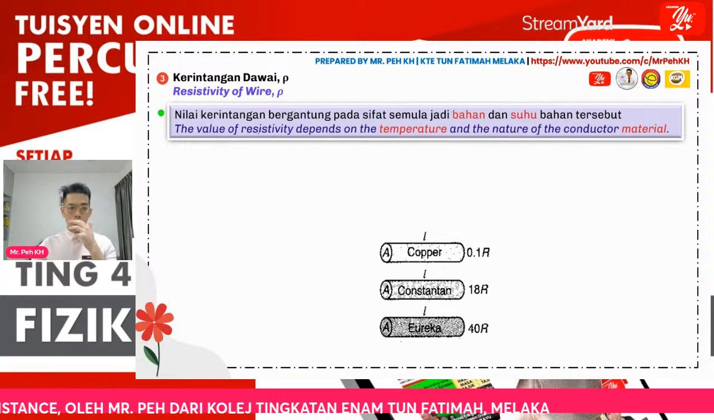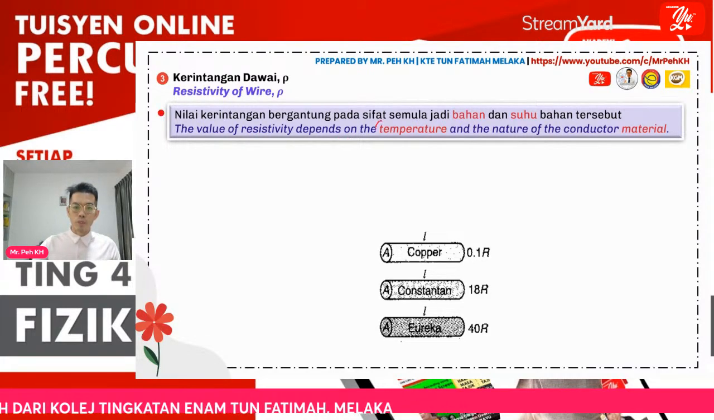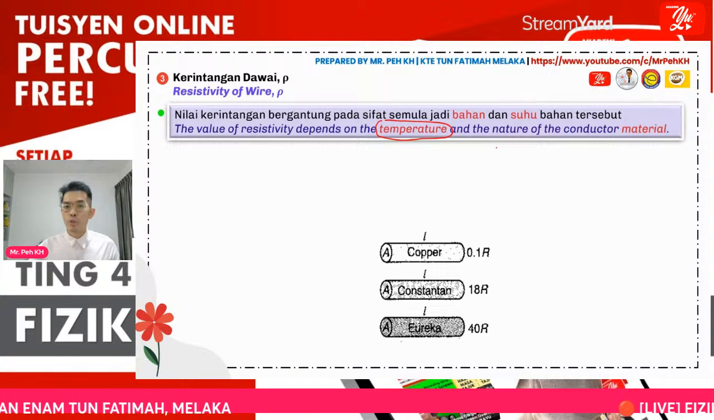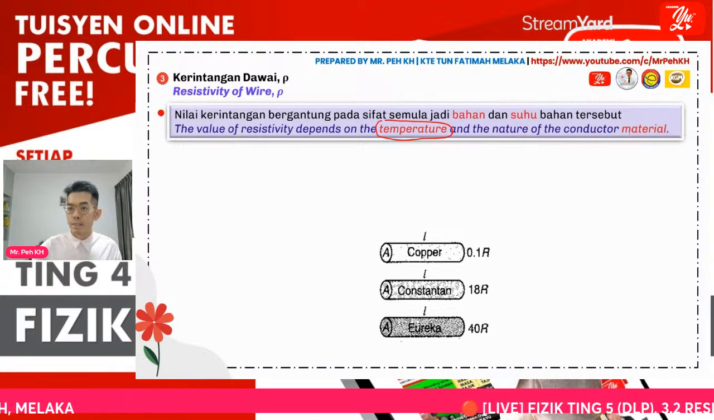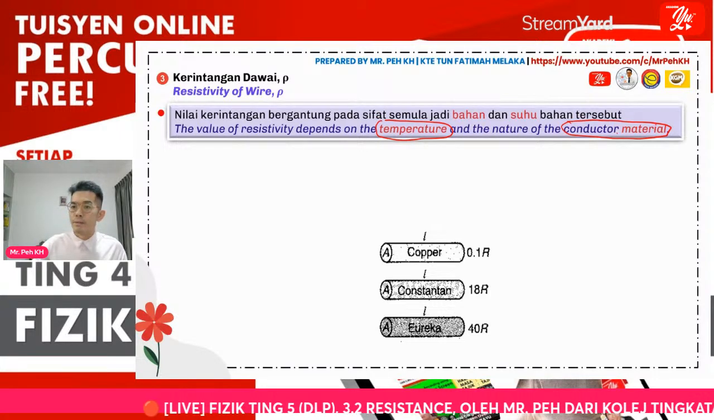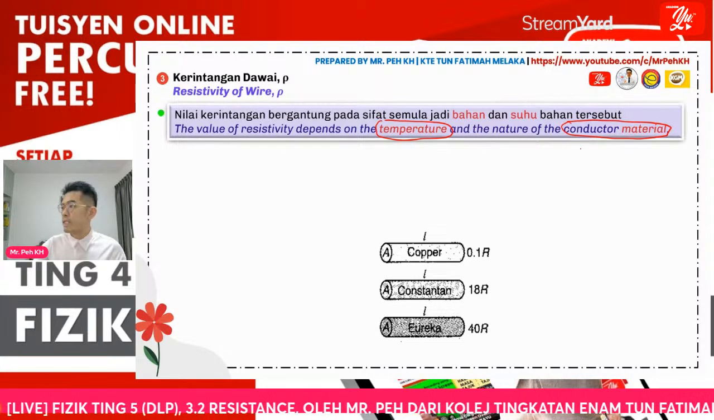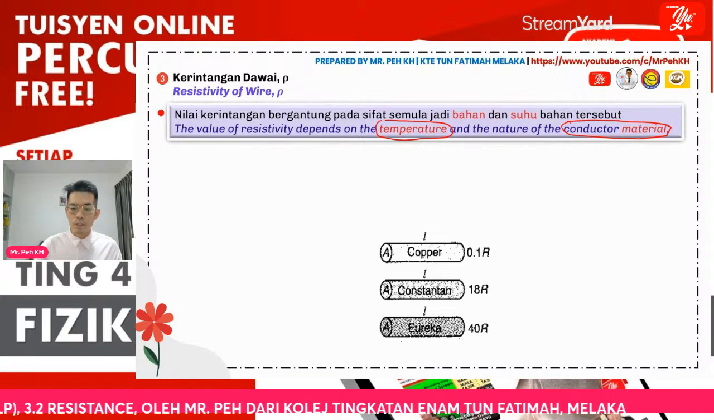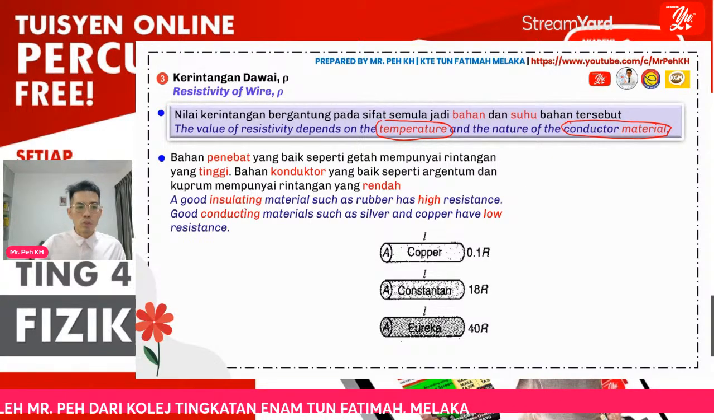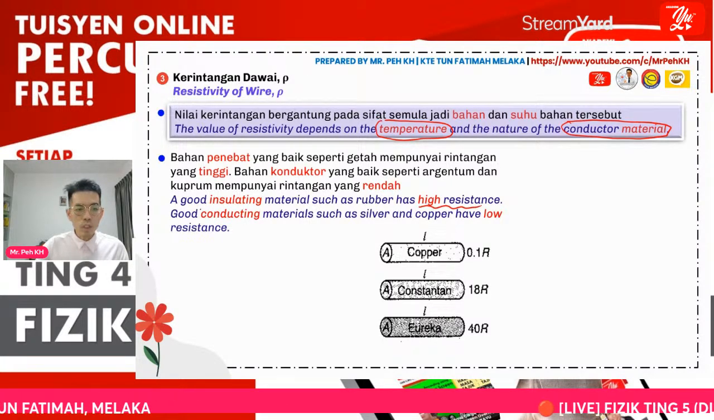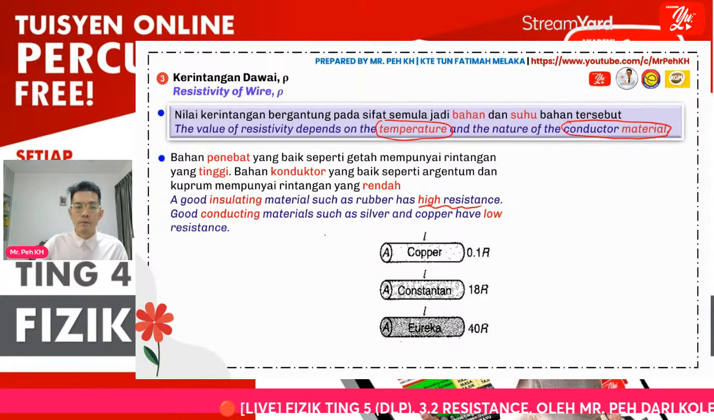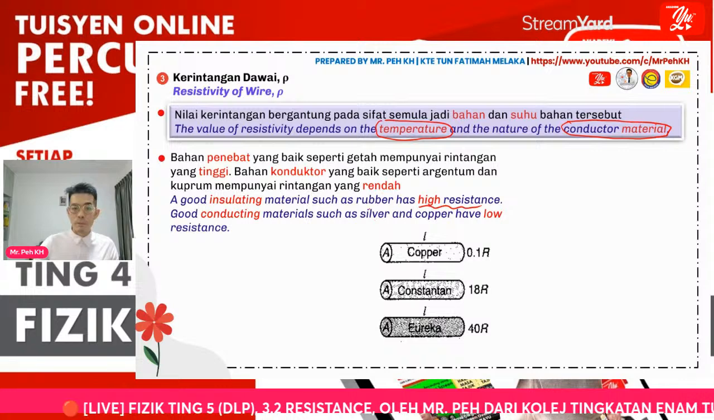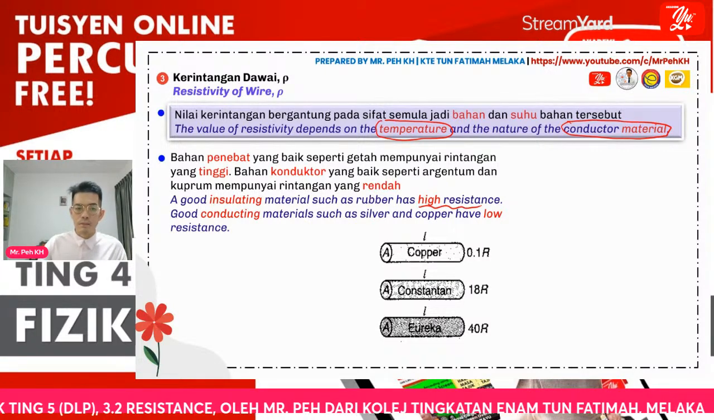The value of the resistivity depends on temperature and also the nature of the conductor material. That means these two, temperature and material, affect the resistivity of the wire. A good insulating material such as rubber has a high resistance, while good conducting materials such as silver and copper have a low resistance. This is a comparison between metal and non-metal.